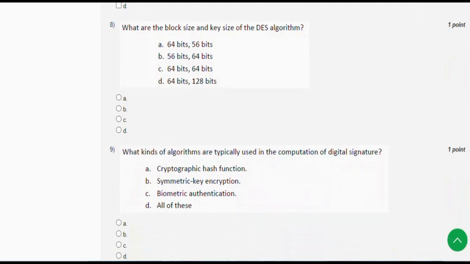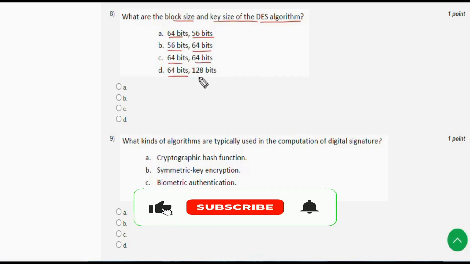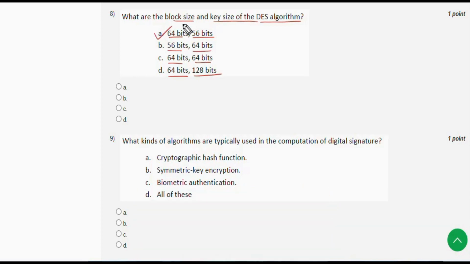Now get into the next question, question number 8. What are the block size and key size of the DES algorithm? Options are 64 bits, 56 bits; 56 bits, 64 bits; 64 bits, 64 bits; 64 bits, 120 bits. Option A will be the answer. 64 bits is the block size and key size will be 56 bits. Okay, so option A will be the answer. So I select option A.